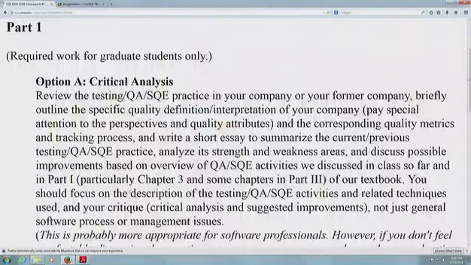So what I want you to do is that if you work for a company or you worked for a company before, and you don't feel uncomfortable talking about their QA practice, then I would like you to perform a critical analysis of what they are doing with QA. Are they doing a good job, bad job? And that's basically it.